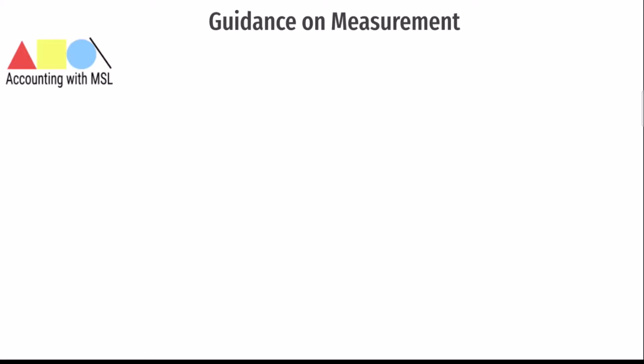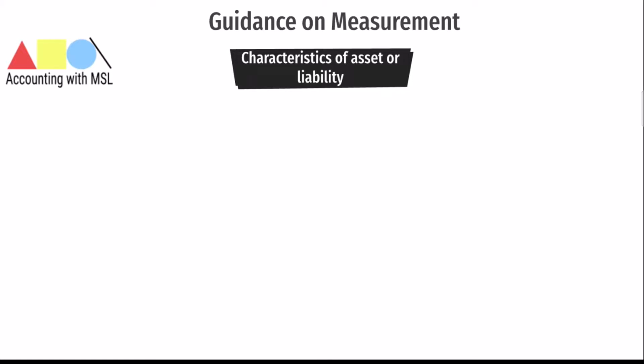IFRS 13 fair value measurement provides some further guidance on fair value measurement, which is really important to be aware of. IFRS 13 provides guidance on the measurement of fair value, including the following. The first is that an entity takes into account the characteristics of the asset or liability being measured that a market participant would take into account when pricing the asset or liability at the measurement date. A typical example here will be the condition and the location of the asset and any restrictions on the sale and use of the asset.